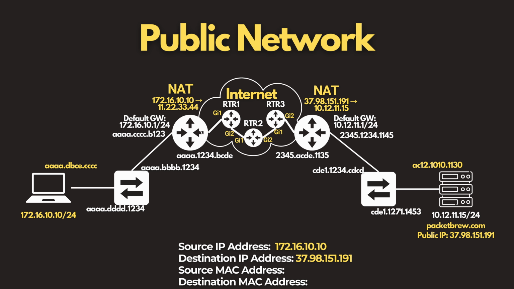The router will route it upstream to the internet. Since there is source NAT configured, the source IP would change, making the parameters source IP address 11.22.33.44. Destination IP would still be the website's public IP address 37.98.151.191. Source MAC would be the router's WAN interface MAC address, and destination MAC would be the next hop router's MAC address. Source and destination IPs remain the same as it travels across the provider's network, but source and destination MAC address would change as it travels to different layer 2 segments.